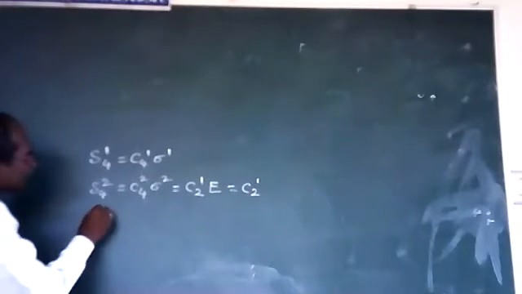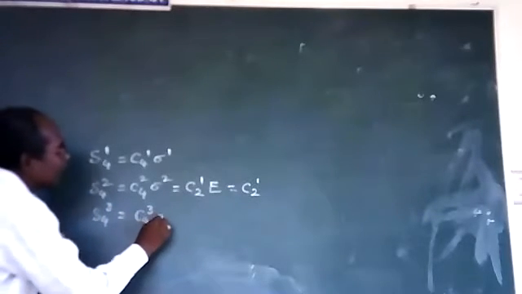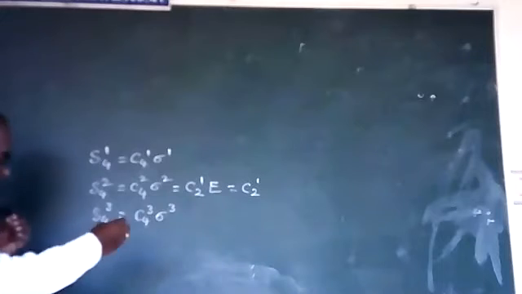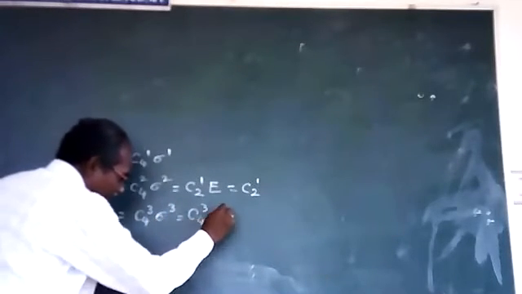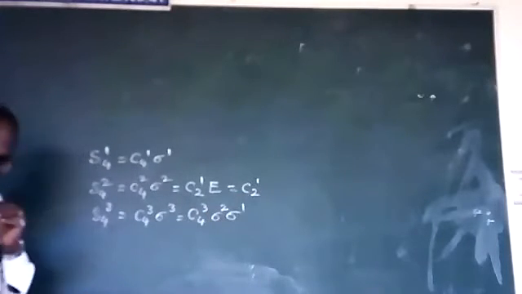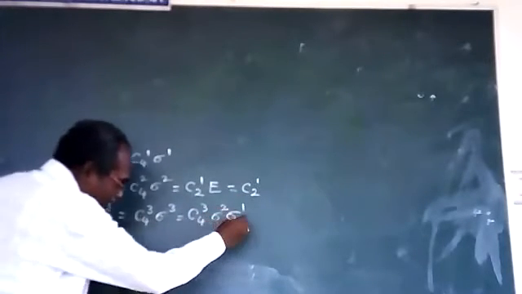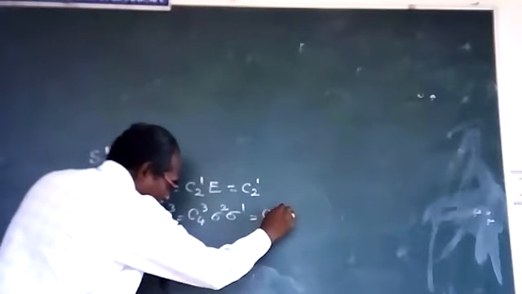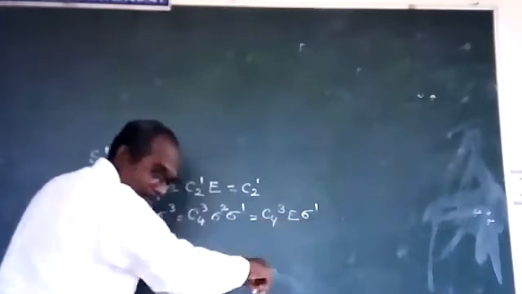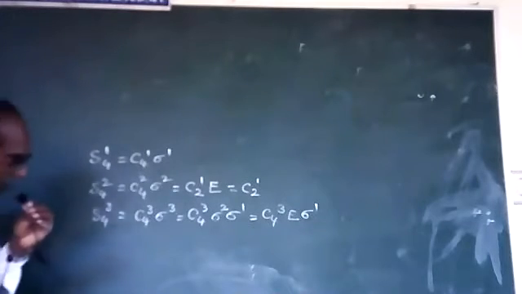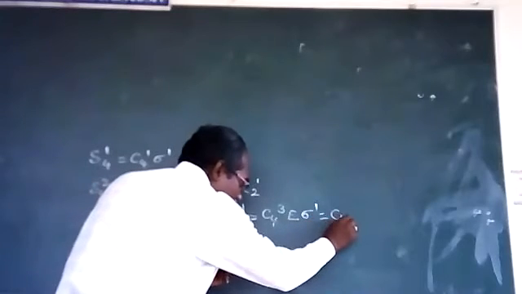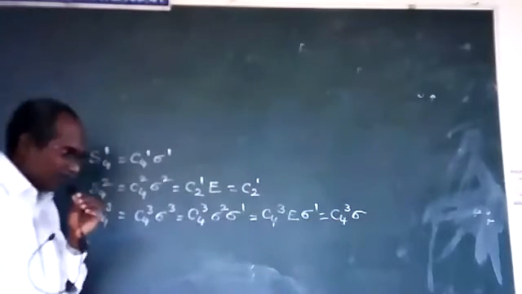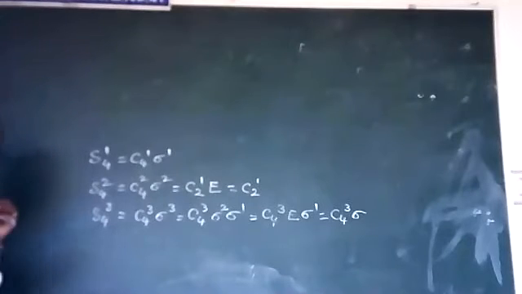Now, S4 thrice. S4 thrice means C4 thrice and then sigma thrice. C4 thrice stays as C4 thrice. Sigma thrice can be written as sigma squared and sigma once. Sigma squared, or sigma twice, is E. Therefore, it is C4 thrice, E, and then sigma once. E multiplied by anything won't change the other components. Therefore, it is C4 thrice sigma. So S4 thrice can be expanded like this.